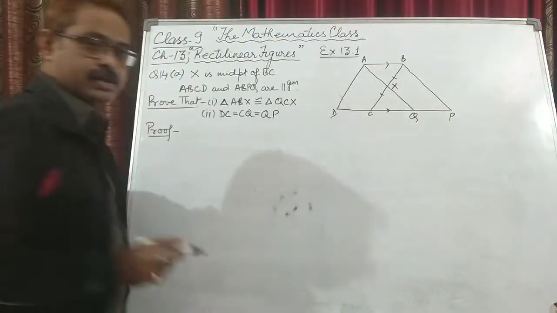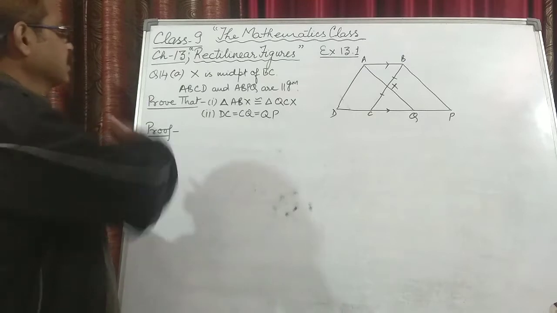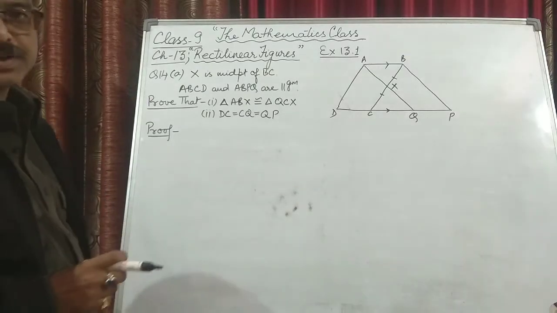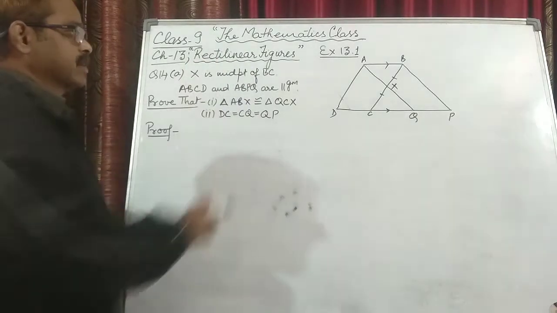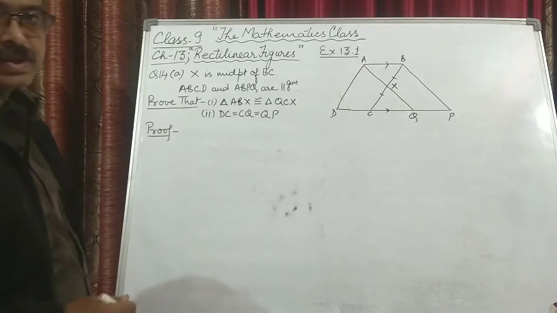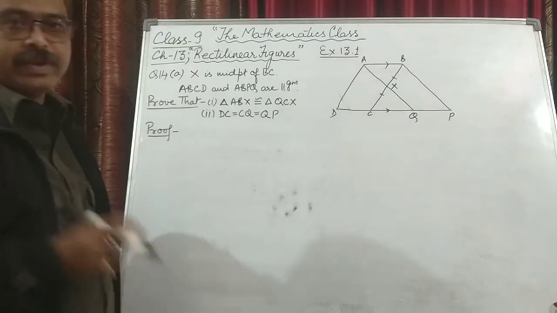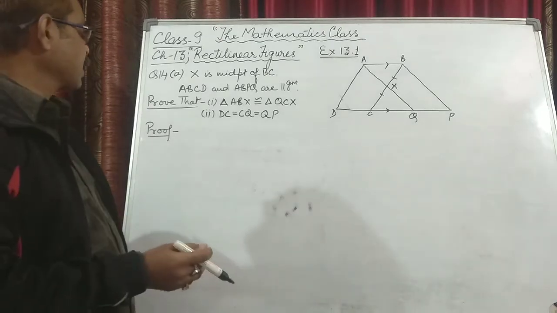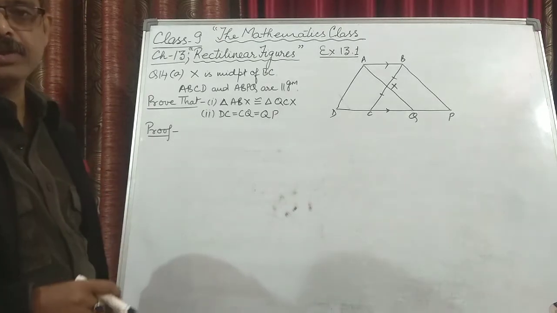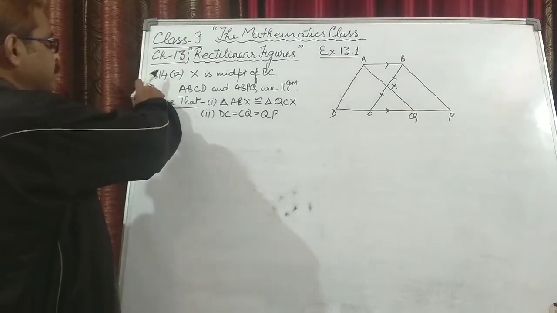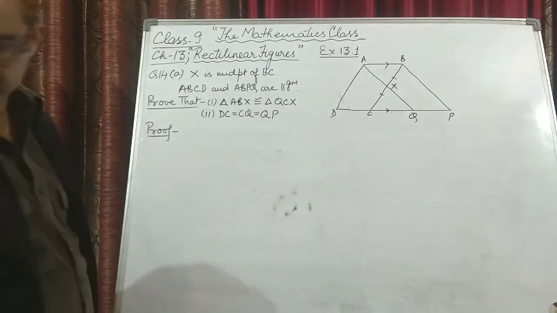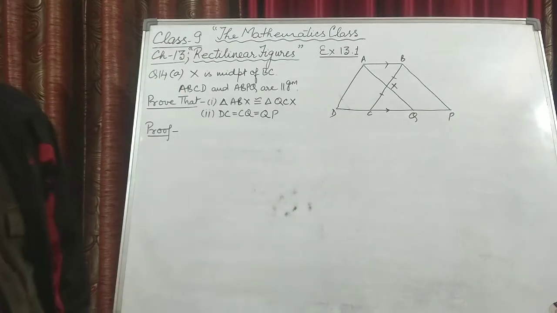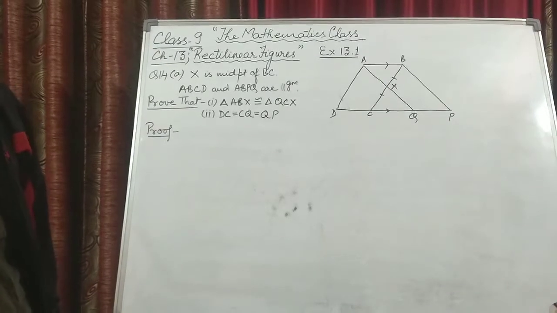This class is for class 9 and the chapter that we are discussing is rectilinear figures, and in this we are discussing exercise 13.1 and we are following the textbook ML Agarwal. In the previous class we have done up to question number 13, so now we are starting with question number 14, A part.